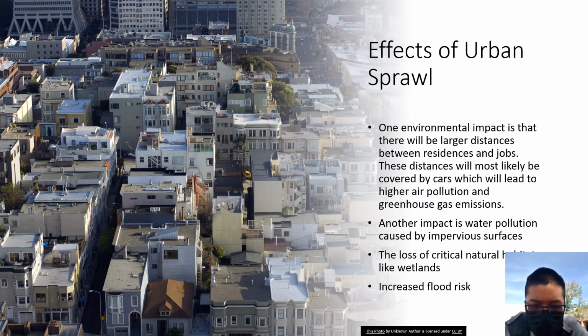So, urban sprawl does have major effects. There's an environmental impact: since there will be larger distances between residences and jobs, these distances will most likely be covered by cars, which will lead to more people using cars, which will lead to higher air pollution and greenhouse gas emission. Another impact is water pollution caused by impervious surfaces, stuff like concrete. As for the natural environment, it will result in the loss of critical natural habitats near the cities, like the wetlands. And one more effect is that it will increase flood risk.